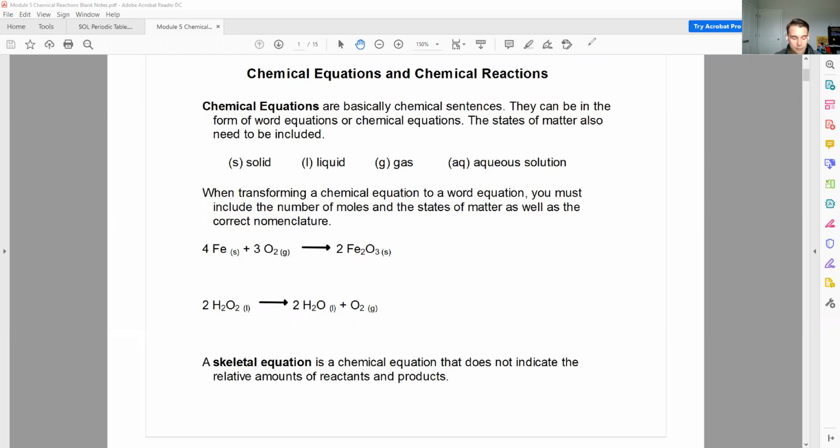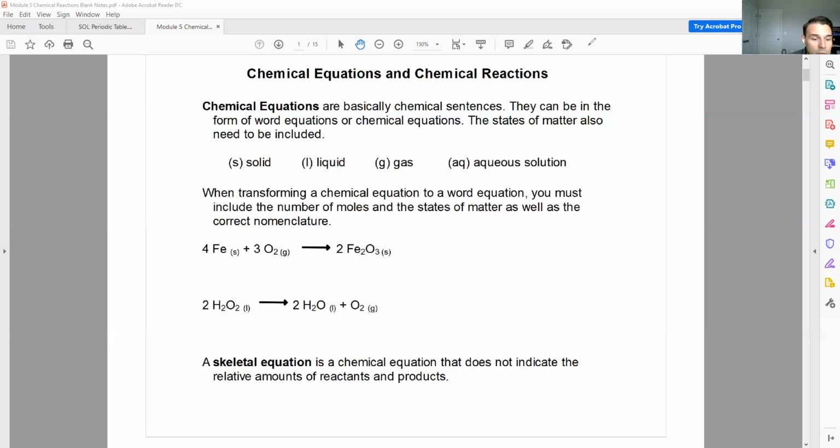So we have solid, liquid, gas, and if you see AQ, that means an aqueous solution, which just means it's been dissolved in water. So in transforming a chemical equation to a words equation, you must include the number of moles and the states of matter as well as the correct nomenclature. So this was kind of review from module 5, lesson 1, which was just you practicing basically more nomenclature just into an equation. So the numbers in front are the coefficients, and we refer to those as the number of moles of that substance. We will talk more about moles in its whole own module, so we don't have to really worry about what it is, but just know what it's called.